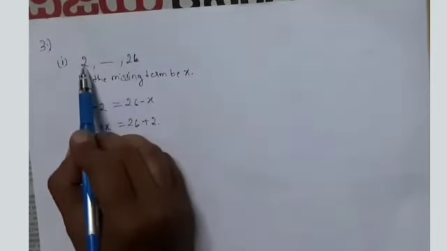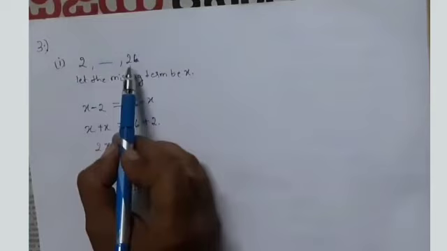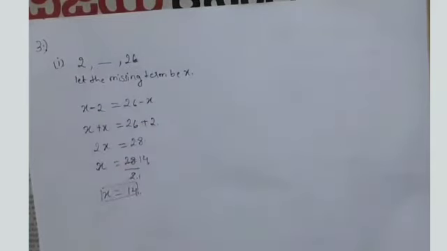If you want, you can just check your answer. 14 minus 2 will be, yes, 12. 26 minus 14 will give you 12. Therefore, the missing term is 14.